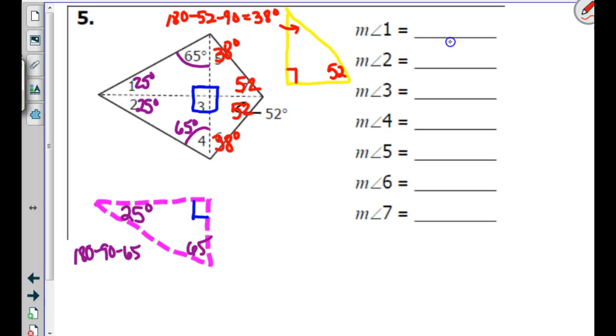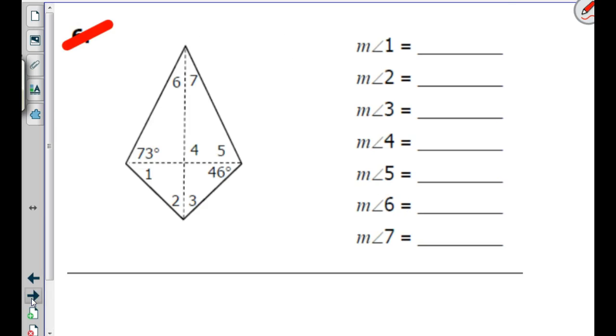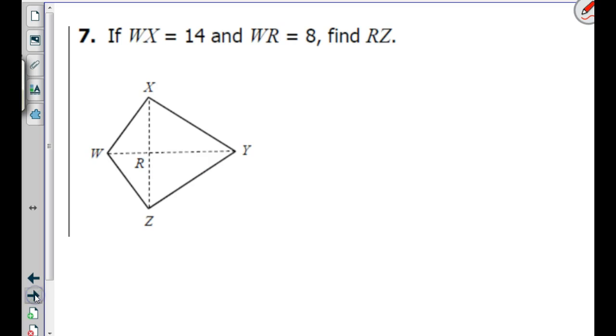Angle 1 was 25, 2 was 25, 3 was 90, 4 was 65. Where was 5? Well, 5's up there at 38, 6 is also 38, and 7 is 52. Hopefully you can see that. And it says we can skip number 6. It's more of the same.